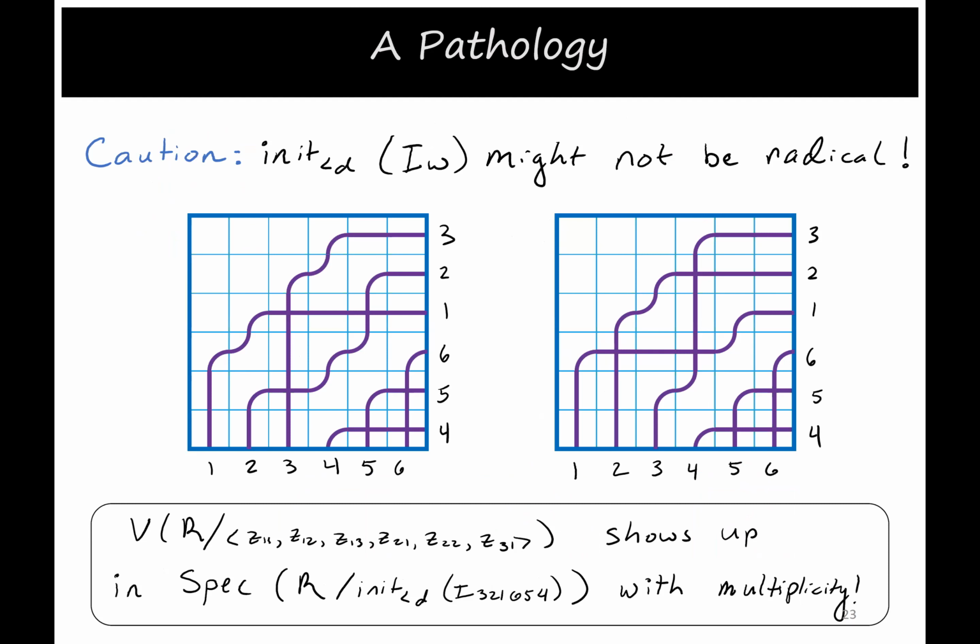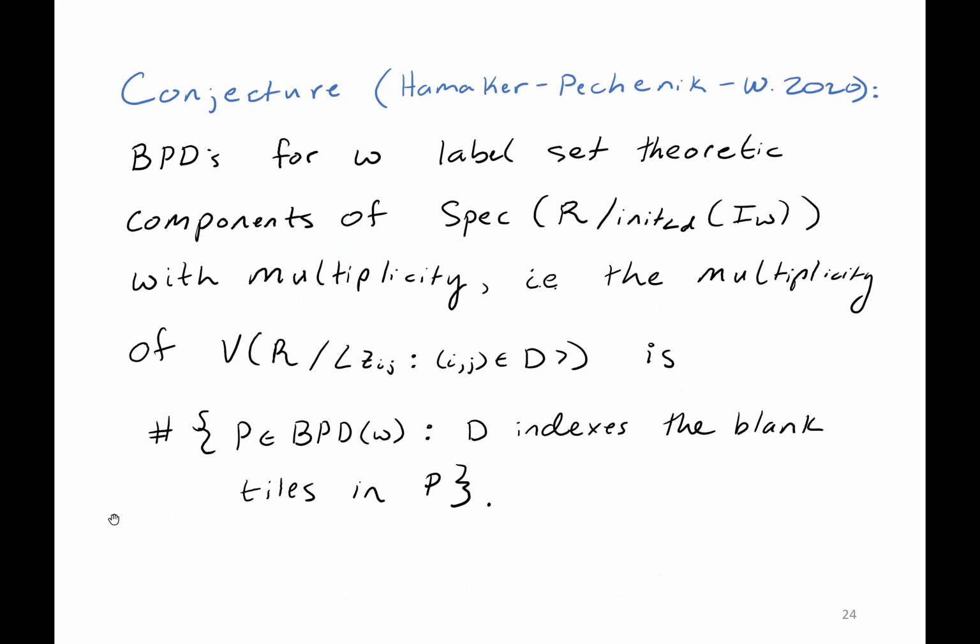But bumpless pipe dreams have kind of the same pathology built in to compensate for this, in that you can have two different bumpless pipe dreams for the same permutation, which have the same set of blank tiles. So this sort of example and some computer code led us to conjecture that bumpless pipe dreams label set theoretic components of diagonal degenerations with multiplicity. So the multiplicity of a coordinate subspace is just counting bumpless pipe dreams for your permutation with the correct set of blank tiles to specify that coordinate subspace.